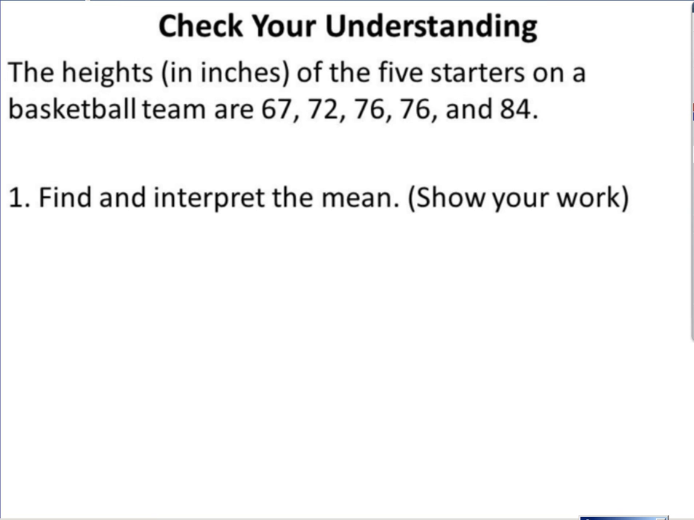So the height in inches of 5 starters on the basketball team are 67, 72, 76, 76, and 84. Find and interpret the mean, and you need to show your work. If it says to show your work, you do have to do the calculation by hand and not use the calculator.